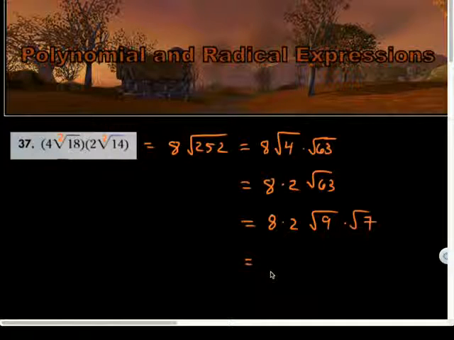So that means, let's see, 8 times 2 times the square root of 9 is 3. Someone's excited about 9. 8 times 2 is 16 times 3 is 48. So 48 square roots of 7.